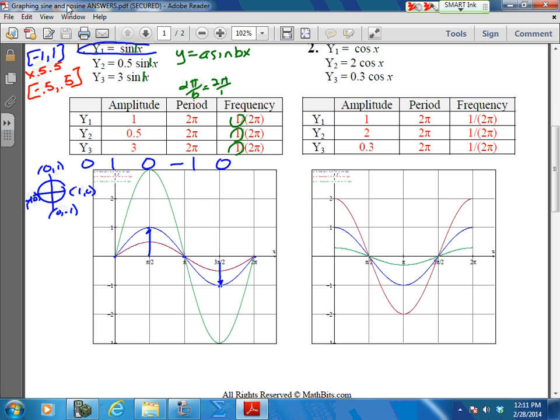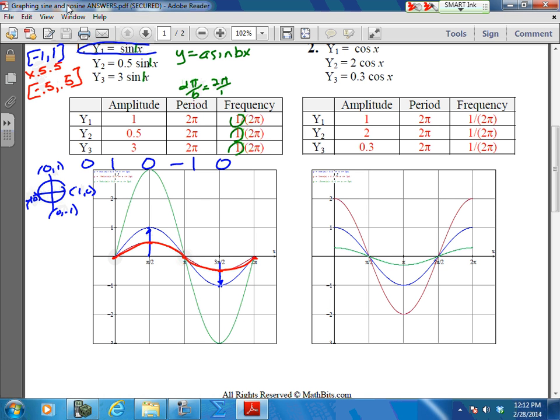Do you see what we just did? We just made it half of your 1. So up to half, but you're still going 0. Instead of 1, a half, 0, negative a half, 0. You still have the same way we're going to graph your sine curve because we still have a frequency of 1.